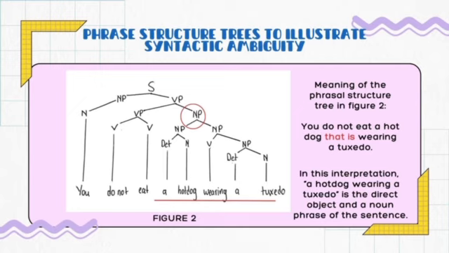Here is the tree diagram for the sentence, which means a hot dog wearing a tuxedo is a noun phrase, meaning the phrase wearing a tuxedo describes the hot dog. The sentence demonstrates syntactic ambiguity because its structure allows for multiple interpretations of the grammatical relationships between the words. The ambiguity lies in how the modifier wearing a tuxedo is applied.